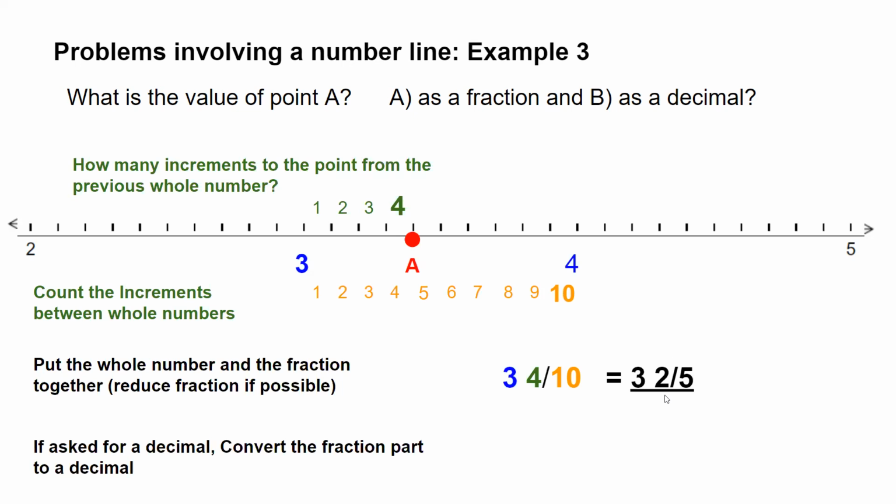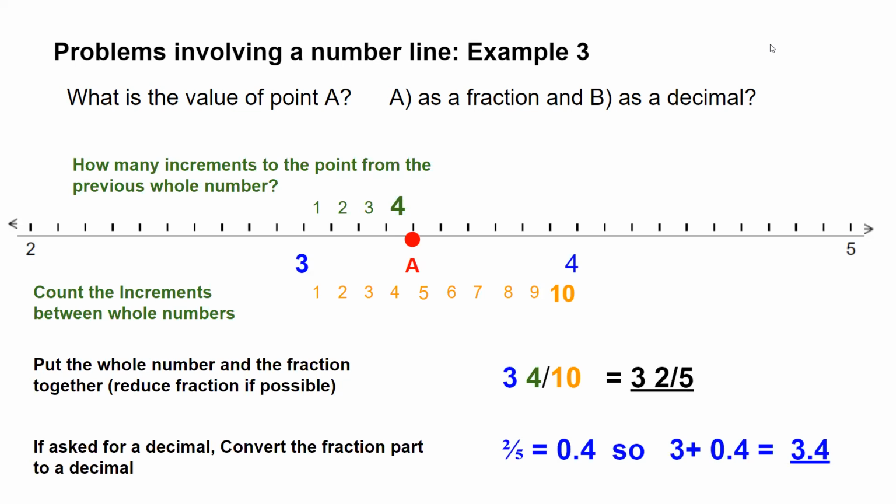Let's convert it to a decimal. We're going to just divide 2 by 5. 2 by 5 is 0.4. So we add 0.4 to the number 3, and our answer becomes 3.4. We knew that it was going to be 3 and something, 3 and 2/5, 3 and 4/10. So it makes a lot of sense.